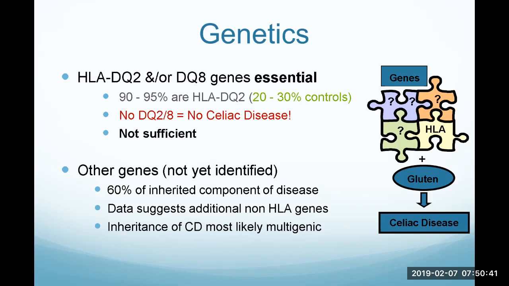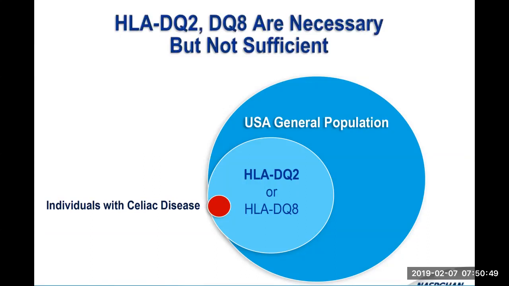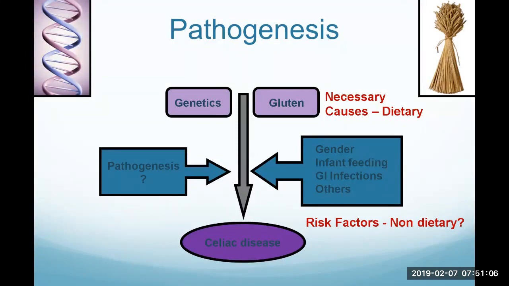So lately the inheritance of celiac disease is considered more multigenic versus just a single gene. This slide gives you an idea about how small the celiac population is as compared to the HLA DQ2 and DQ8 population in the big general population. So quickly talking about the pathogenesis, as we talked about in the first few slides, it requires two things. First, you have to have the genetics, and second, you have to have an environmental trigger.